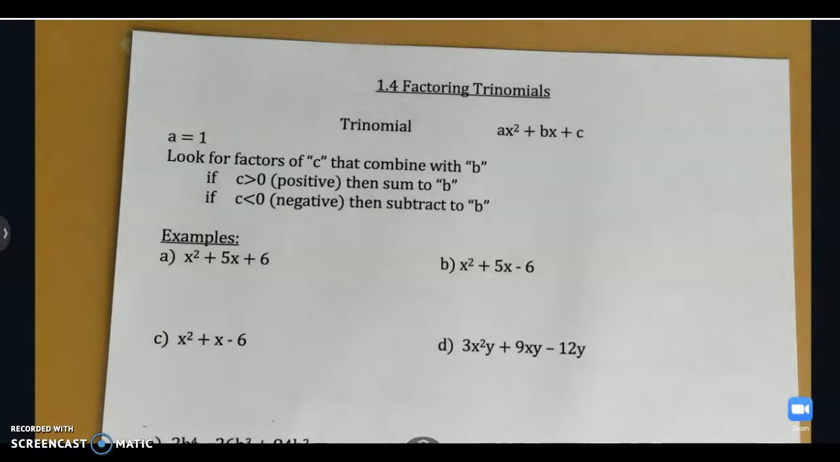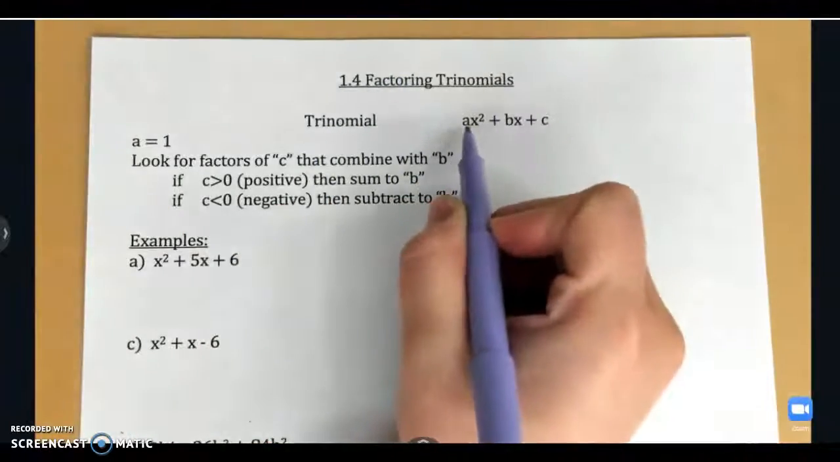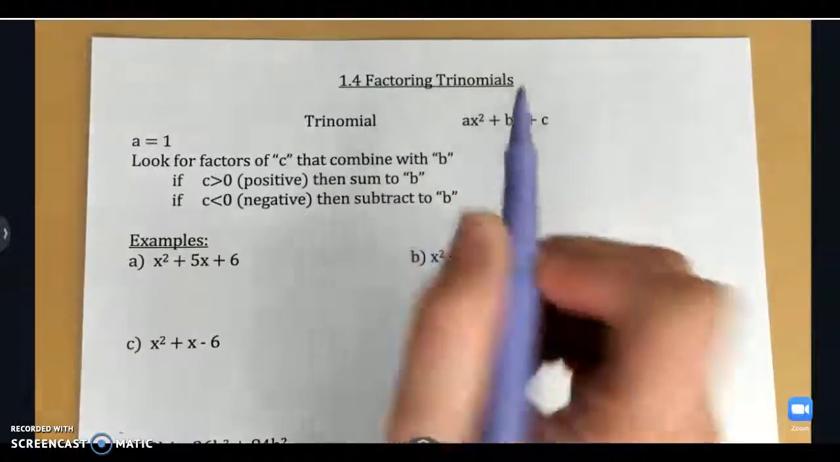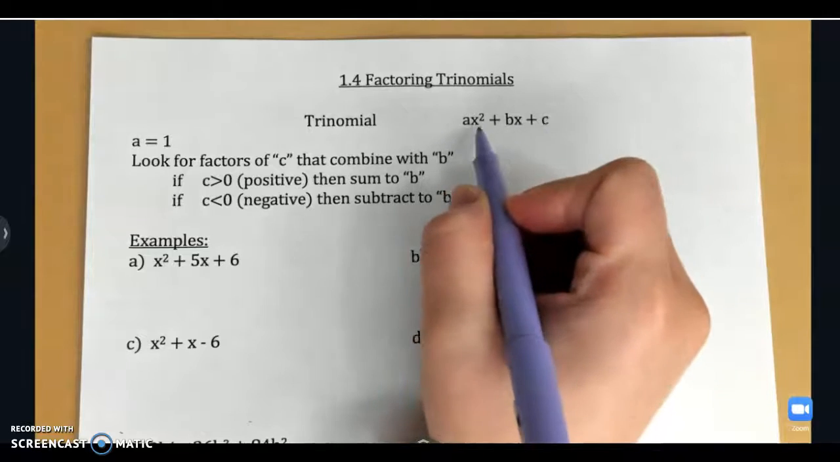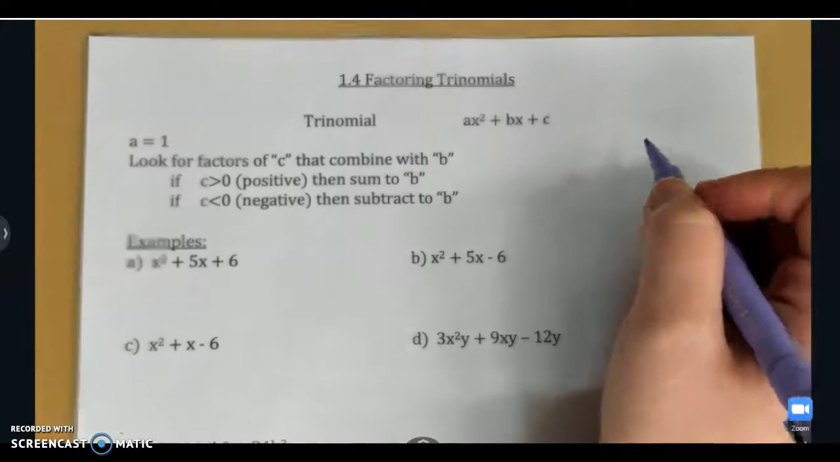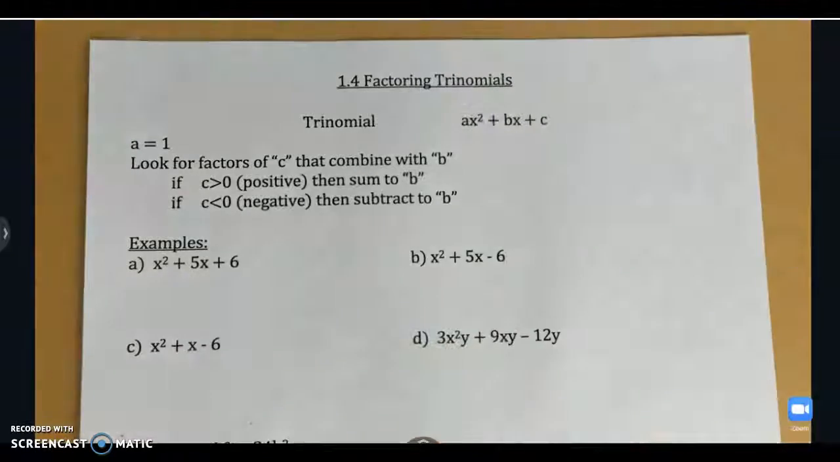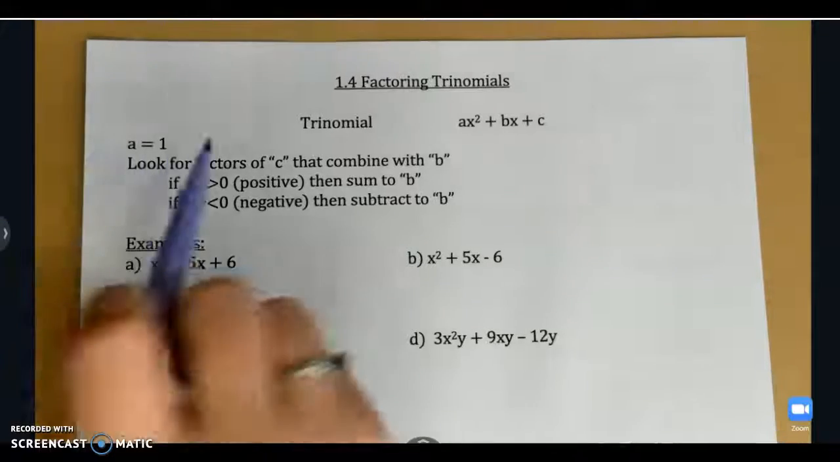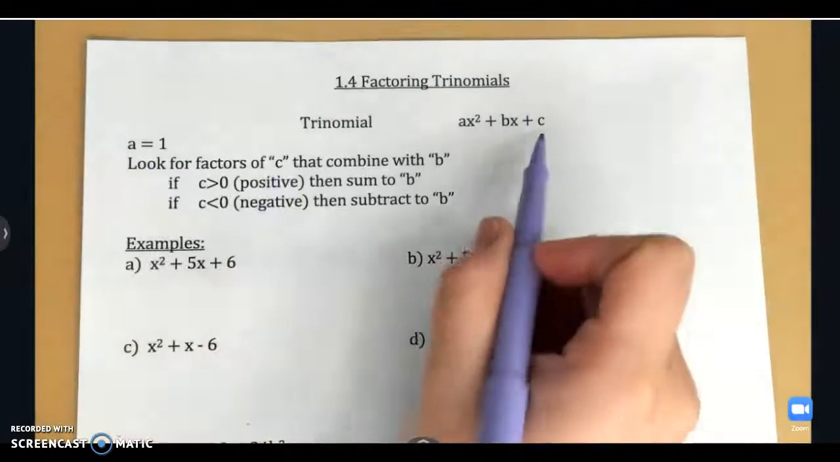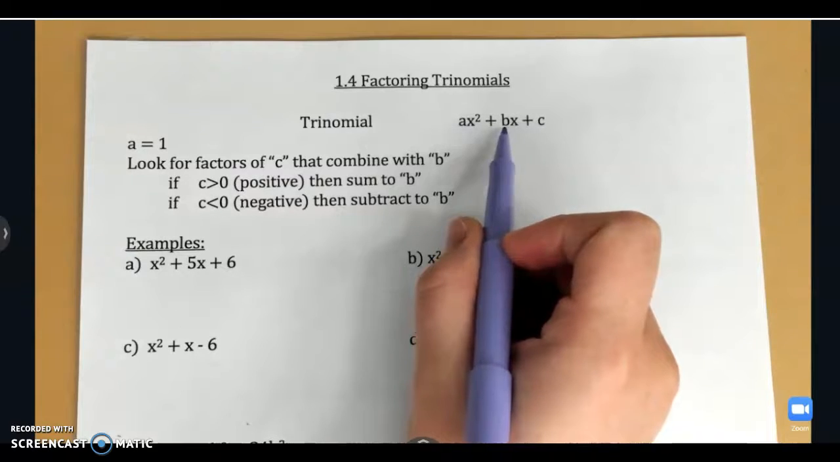Continuing our factoring journey by factoring trinomials. Now, a trinomial is an expression with three terms. So, in this case, our form is ax squared plus bx plus c, where a, b, and c are constants. When a is 1, meaning my coefficient on x squared is just 1, these are a little bit easier to solve because what we're looking for are just factors of c, our last term, that combine to make b, the coefficient of our middle term.